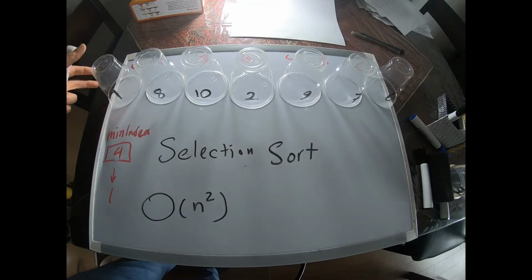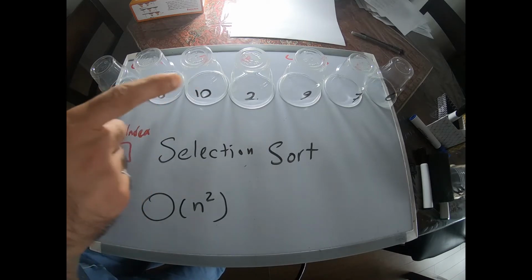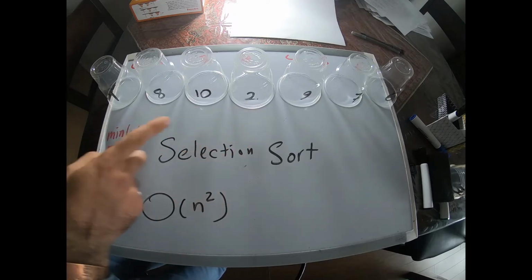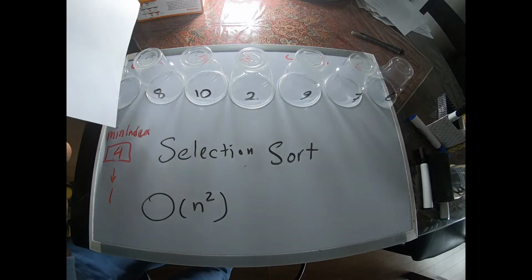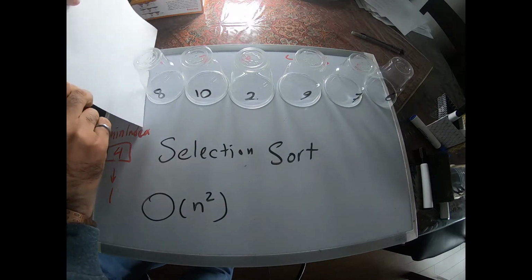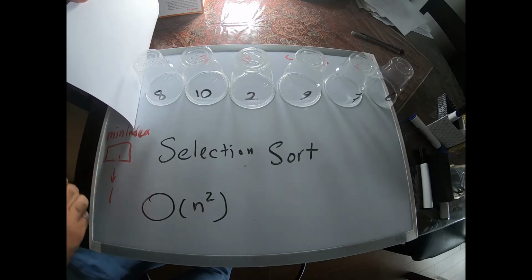Okay, so at each round I find the smallest number, right? So you see that in bubble sort we do a lot of swapping, but in each round of selection sort we only do one swap. The next time I select this index, which is 1, to be the minimum index.